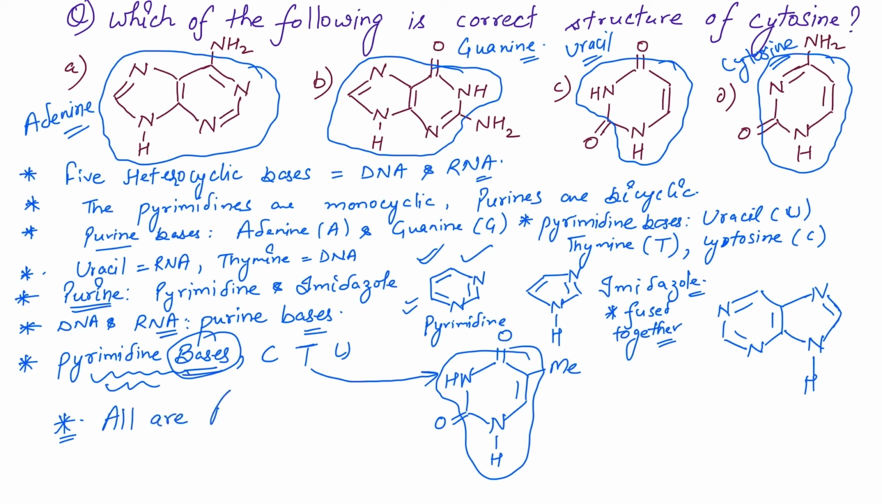Now this is a very important point. Please remember all these 5 molecules, that is adenine, guanine, uracil, thymine, cytosine, they are aromatic in nature. Now in fact, one point to remember is also that the stimulant that we use in tea and coffee, that is caffeine, it is also basically methylated purine.